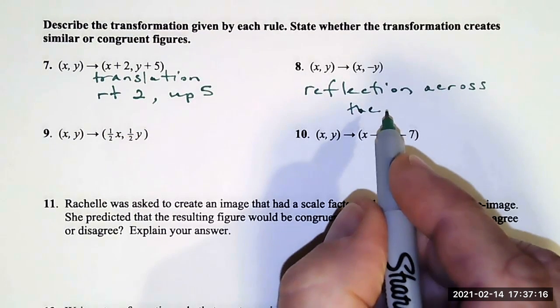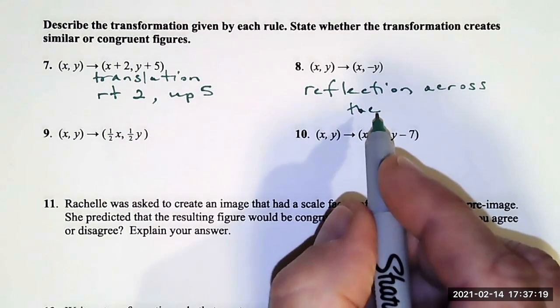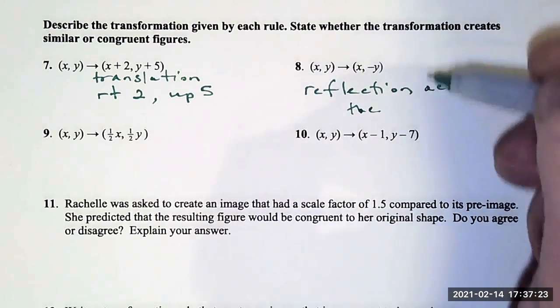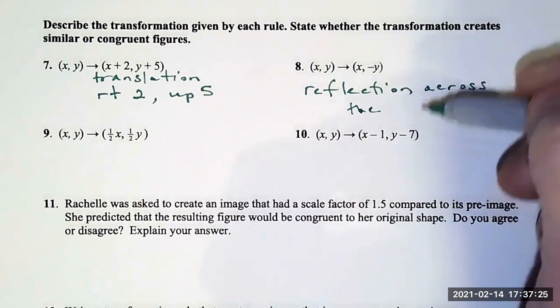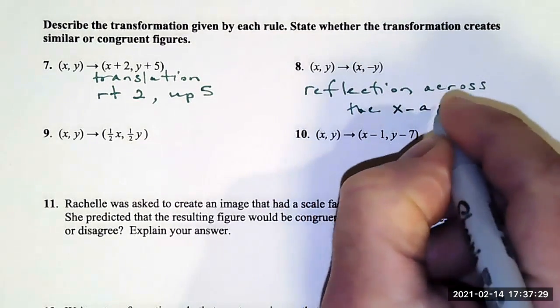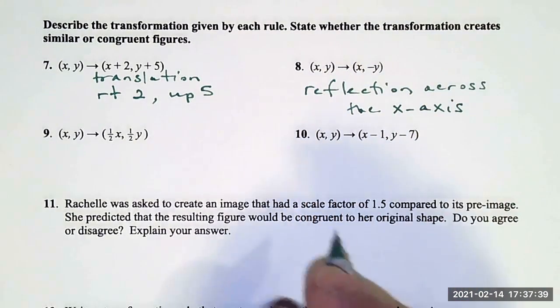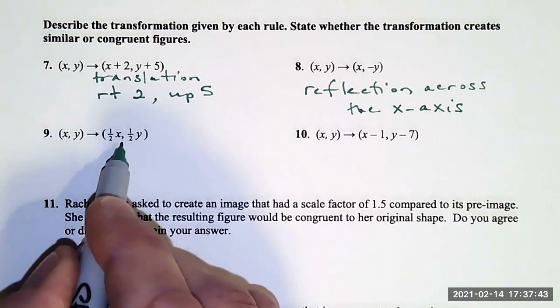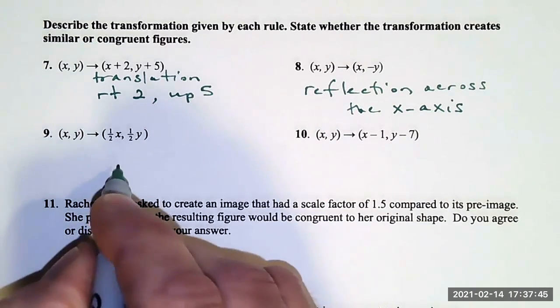If xy goes to x comma the opposite of y, then you know the y component is changing. What's happening? Well, you've got a reflection across the x-axis. For 9, notice the scale factor is 1/2. This is a dilation, so you're looking at a reduction.